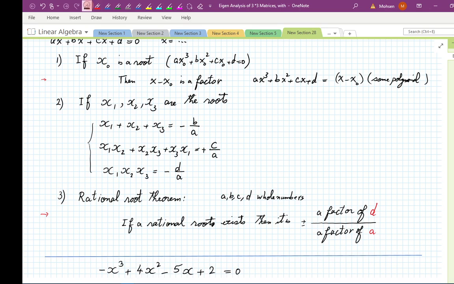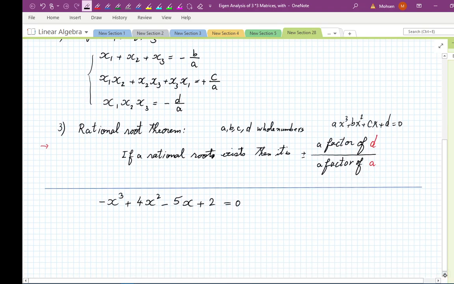So let me just rewrite this on top of the theorem. The equation itself, so the equation is like that. The instruction is, look at the factors of D divided by factors of A. Consider all those possibilities, plus or minus. If there wants to be a rational root, it's going to be one of these. In the problems that you are going to have, this one is luckily just 1. So the factors of 1 are just 1 and minus 1. So you're just left with 2 here.